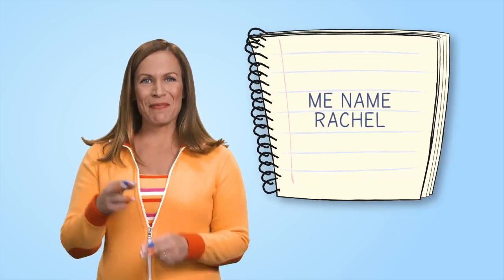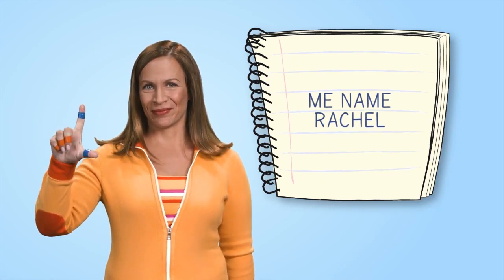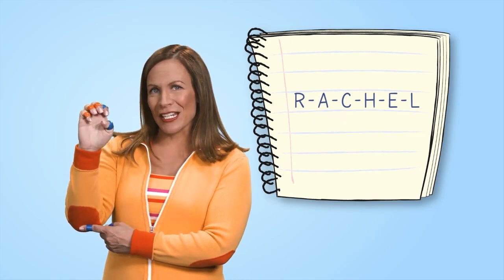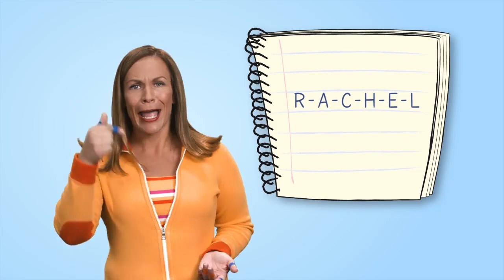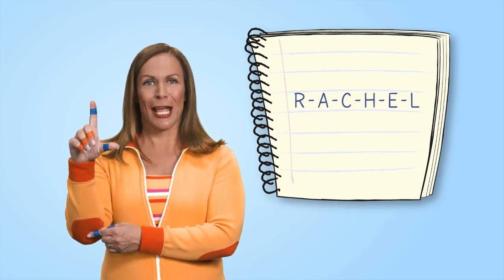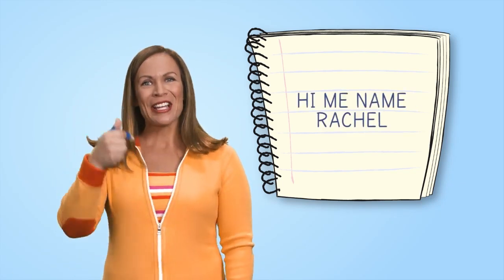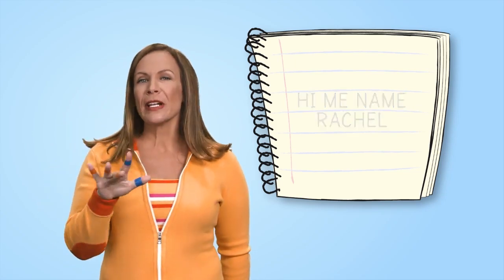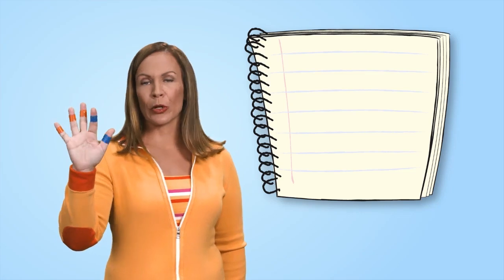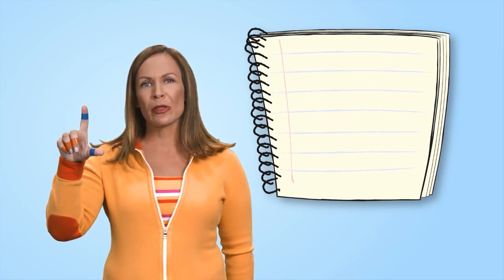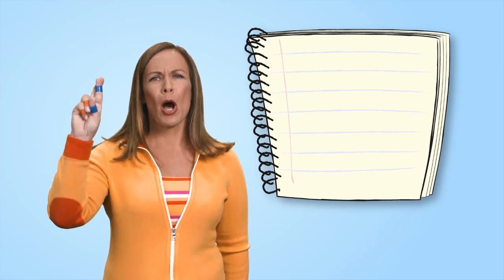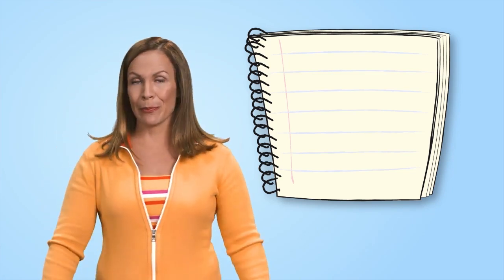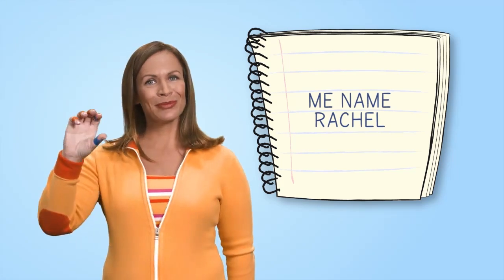Me name Rachel. The letters are R-A-C-H-E-L. But I don't say hi, me name R-A-C-H-E-L. I say hi, me name Rachel. When you fingerspell, make sure your palm is forward and you want to make it smooth. Doesn't have to be fast. Don't pump out the letters. Just say your name, not the letters of your name. Me name Rachel.